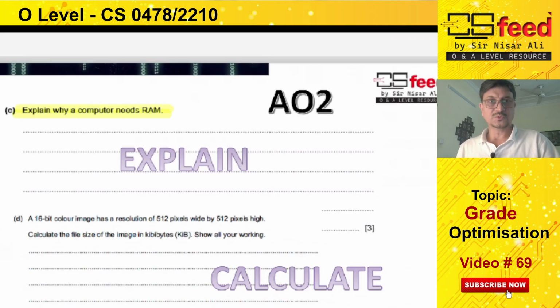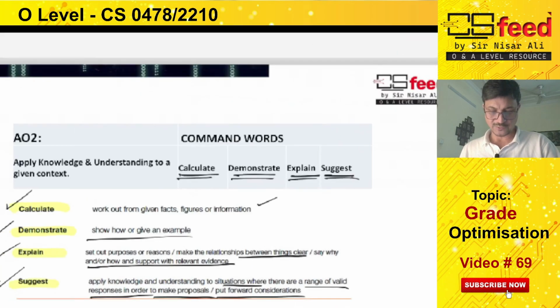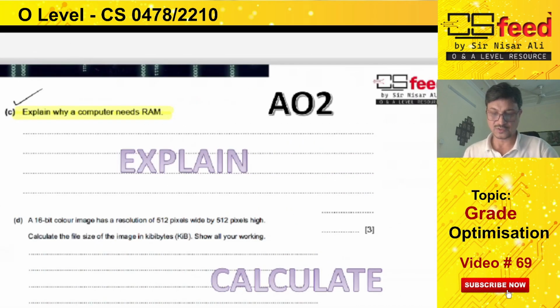Here you need to explain, and as I said, in explain what you have to do is set out purpose, reasons, and make the relationship between the things. Why does a computer need RAM? The relationship between computer and RAM. And why means you need to write the reasons, the purpose, and then support it with the evidence.